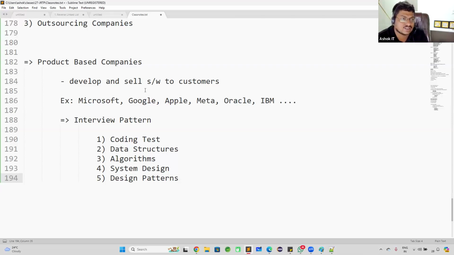And they may ask a question. In Java, the LinkedList class is available. So can you tell me how to delete the middle element in the linked list? Can you write a program on the binary tree? Can you write a program on the brute force algorithm?